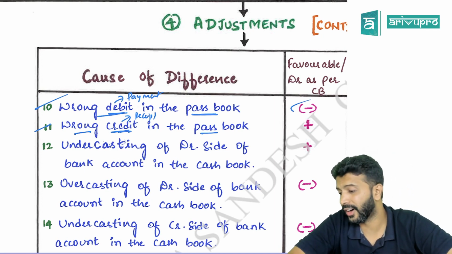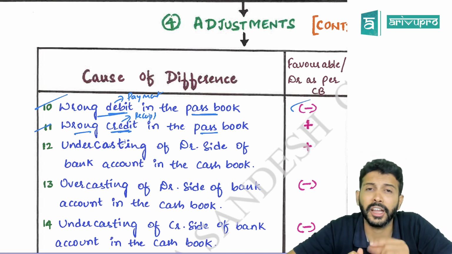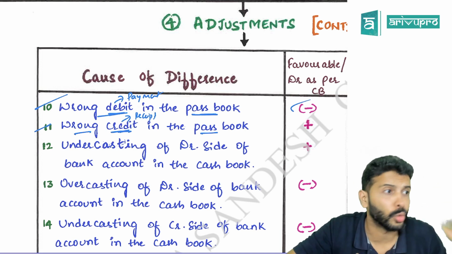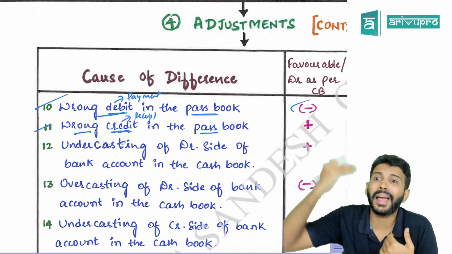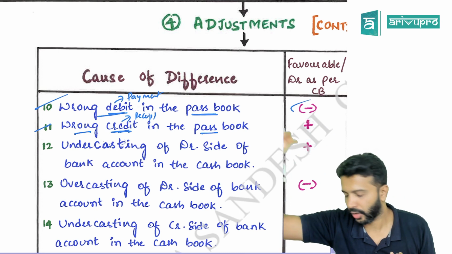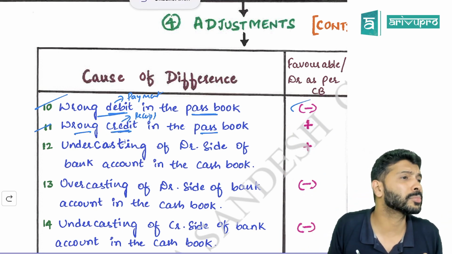I don't know whether you have heard this message. Whenever you deposit money into your bank account, you'll get a message like this: 10,000 has been credited to your account. Like that, bank will send a message, because your debit is bank's credit. So if bank is giving a wrong credit, credit side of passbook represents what?